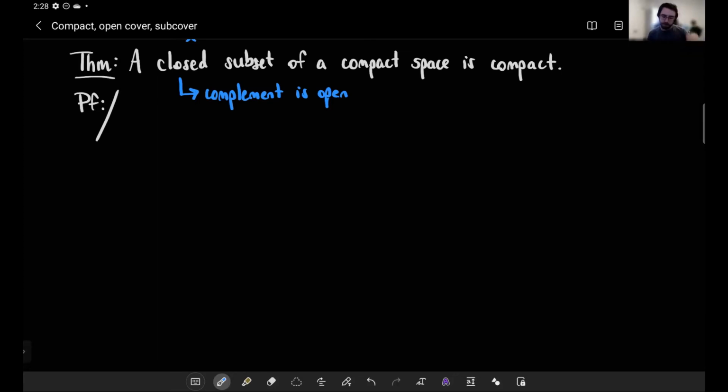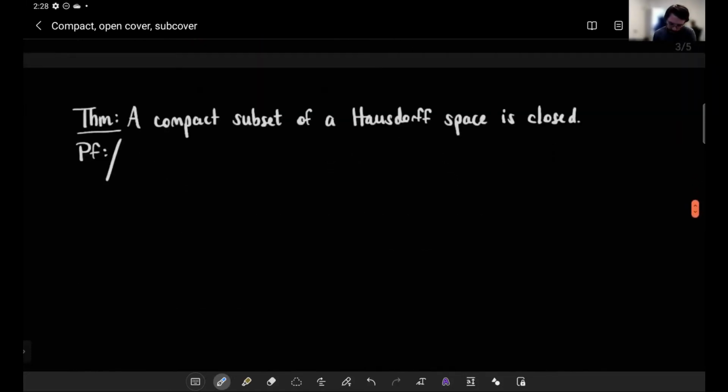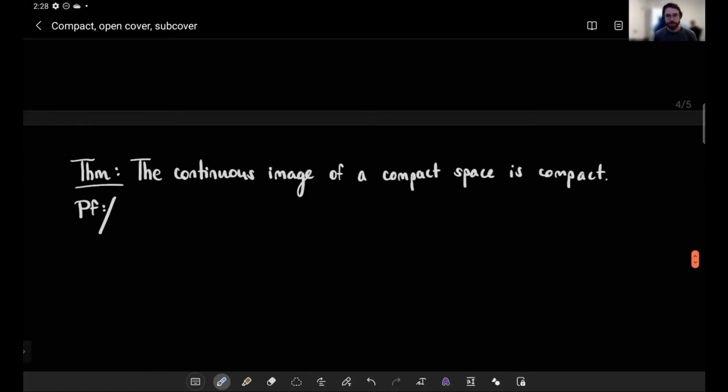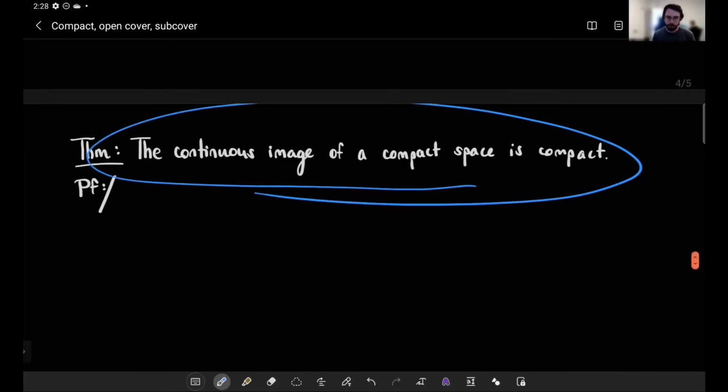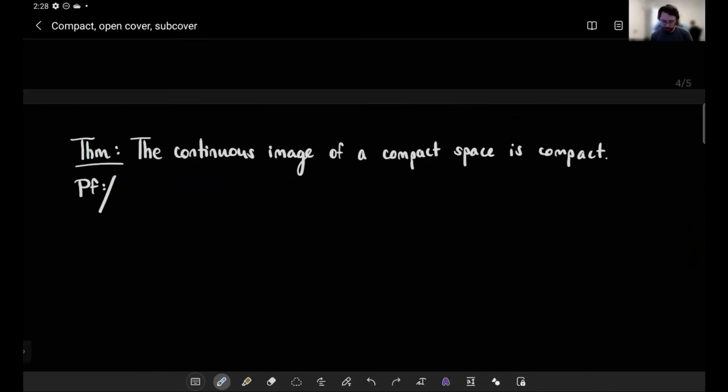We're not thinking in terms of limit points or anything, we're thinking topologically. So it works in Euclidean space as well. So yeah, a closed subset of a compact space is compact. This one is fairly quick to prove. And I have a few other theorems that are in similar veins. A compact subset of a Hausdorff space is closed. A continuous image of a compact space is compact. That should ring a bell because we did something similar for connected sets.